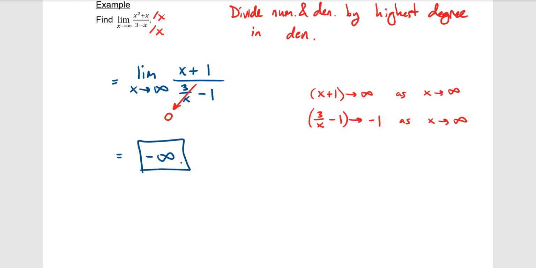Okay, so that is infinity as x goes to infinity with limits. So just be careful, never actually plug them in. And a lot of the times we just kind of have to remember some rules and think about them logically.